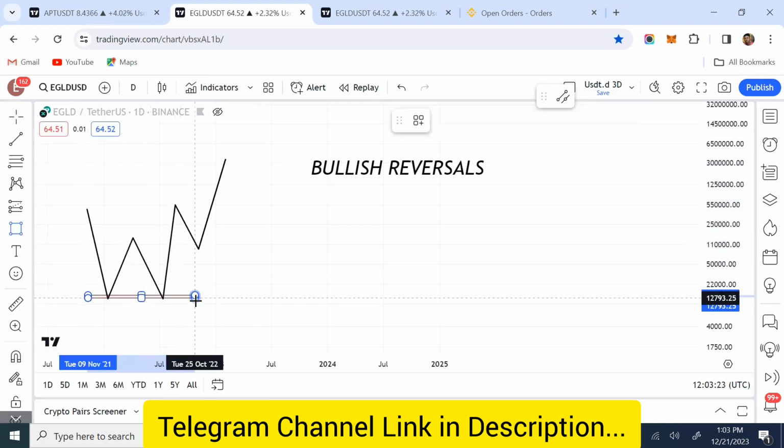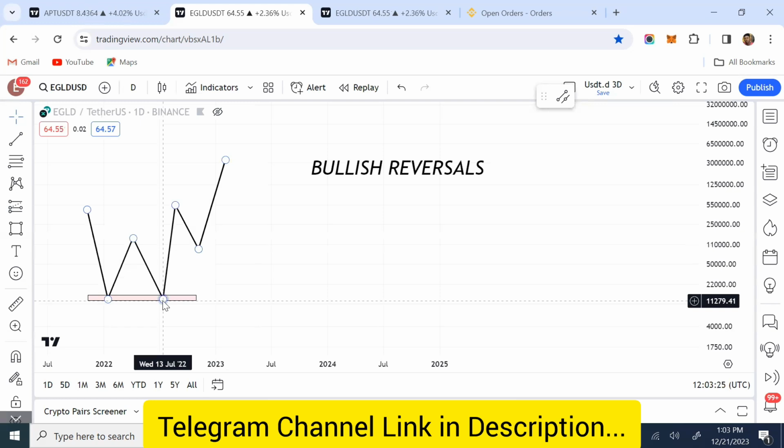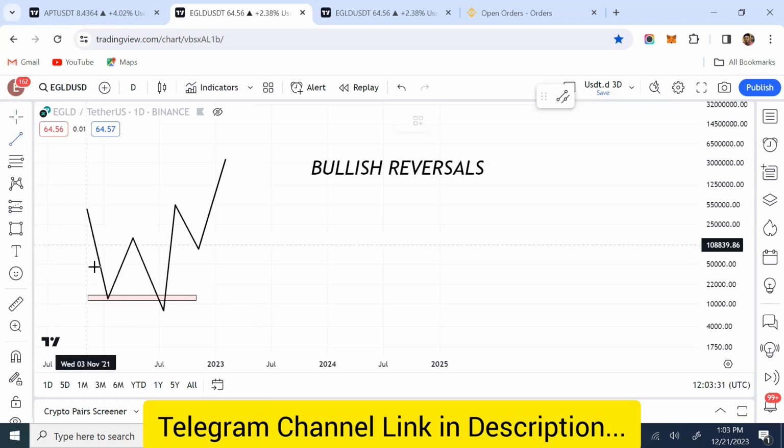A higher probability setup will be one that causes a liquidity grab from here.